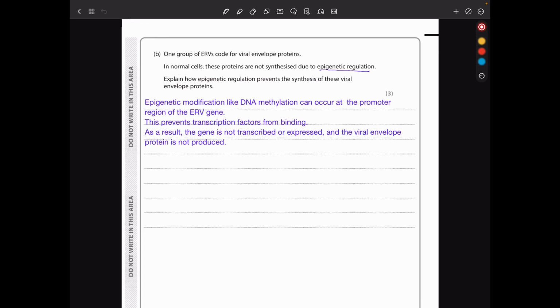Next, they say one group of ERVs code for viral envelope proteins. In normal cells, these proteins are not synthesized due to epigenetic regulations. Explain how epigenetic regulations prevent the synthesis of these viral envelopes. So epigenetic modification could be methylation, or you could say histone modification or DNA methylation. So I say these include DNA methylation, and they can occur at the promoter region of the ERV gene, and it's going to prevent transcription factors from binding, and as a result the gene is not transcribed or expressed, and the viral envelope protein is not going to be produced.